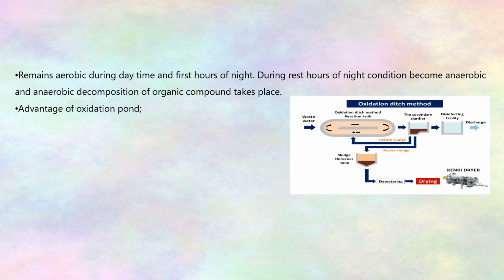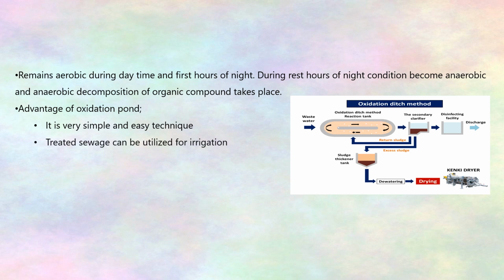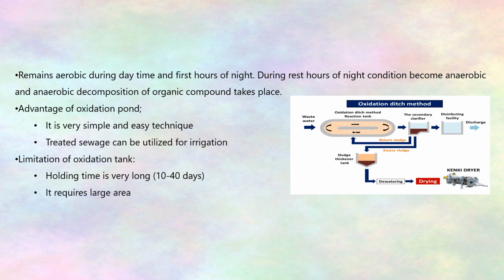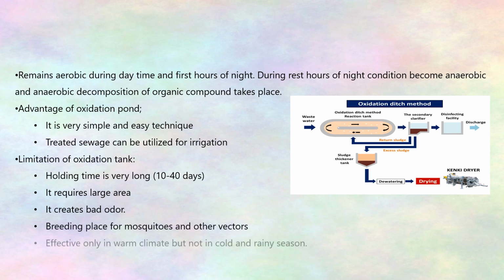What are all the advantages of the oxidation pond? It is a very simple and easy technique. Treated sewage can be utilized for irrigation. Limitations of the oxidation pond: holding time is very long, that is, it holds up to 10 to 40 days. It requires a very large area. It creates bad odor. Furthermore, it may become a breeding place for mosquitoes and other vectors.